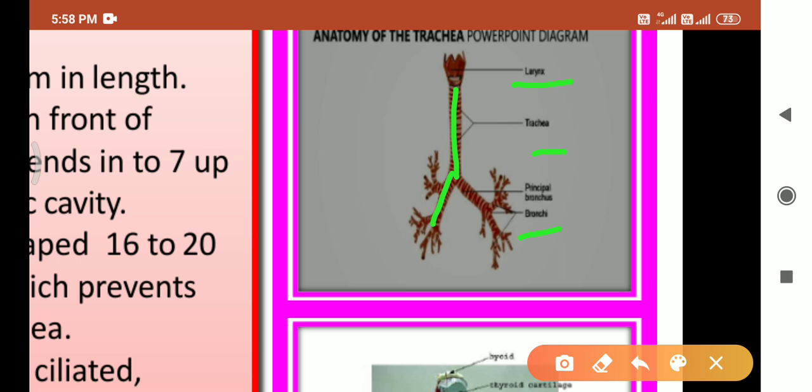Okay, trachea divides and forms the bronchus. Okay, when the bronchus redivides, it is called the bronchi. Okay, and when this bronchi is further dividing and redividing, that is called the bronchioles. Okay, so these are all parts of the respiratory tract. Okay, so I hope this is clear.